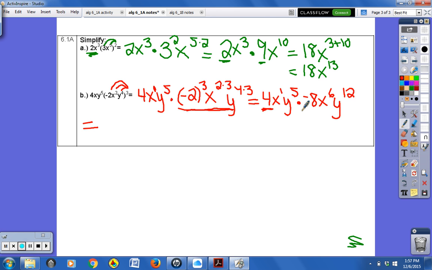So 4 times -8 gives us -32. And then we have x to the 1st and x to the 6th. So 1 plus 6 and y to the 5 plus 12. So when we multiply bases, which is what that symbol is telling us there, we add those exponents. And so this gives us a final answer of -32 x to the 7th and y to the 17th. My pen's going funky. And that's our final answer.